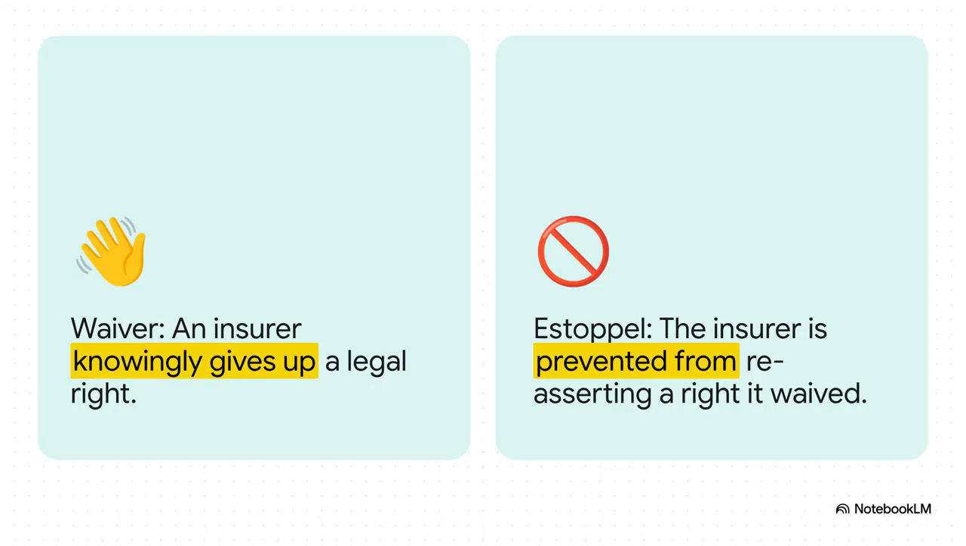These 2 concepts are a pair. A waiver is when an insurance company knowingly and voluntarily gives up a right. For instance, they accept a premium payment that's 2 weeks late. Estoppel is the legal consequence of that waiver. Because they accepted that late payment, they are now estopped, or legally blocked, from turning around and trying to cancel the policy for being late. Waiver is the action, estoppel is the result.